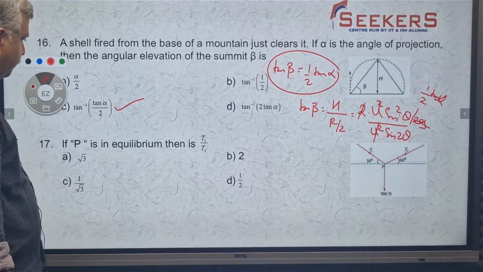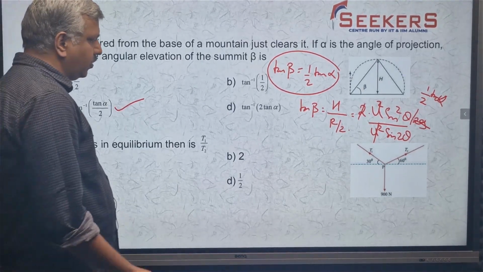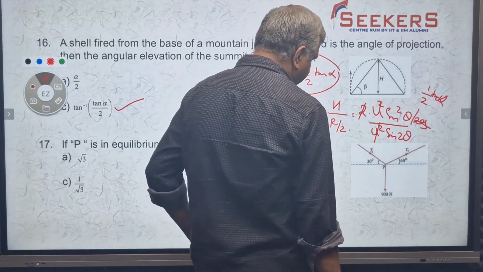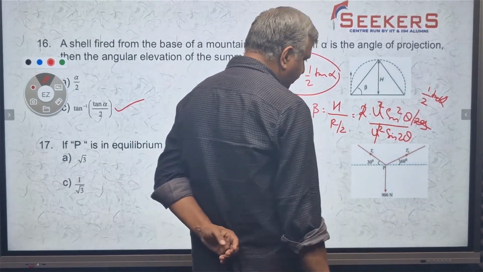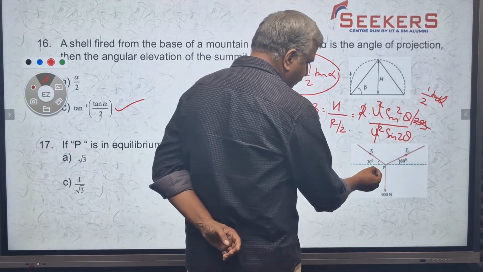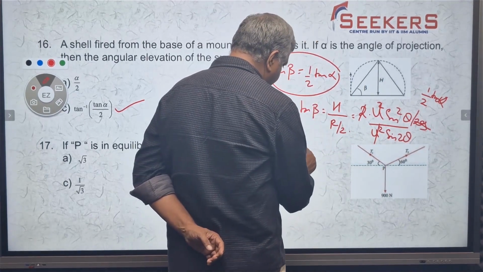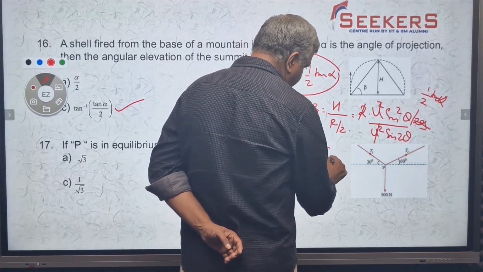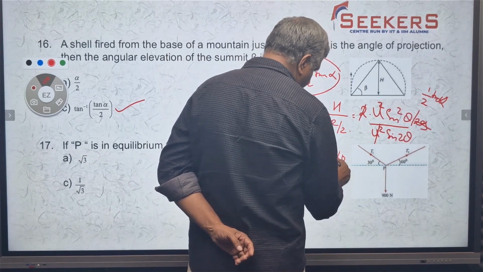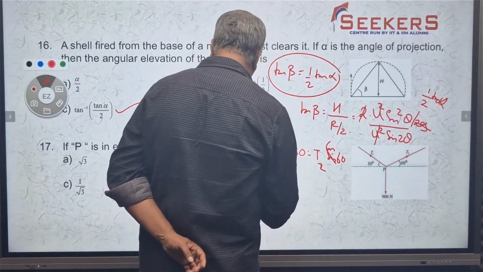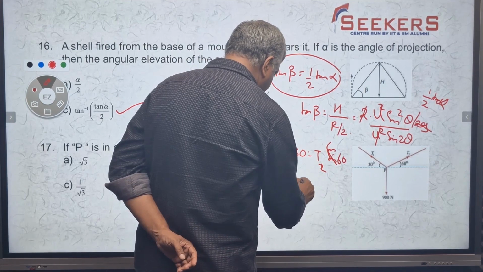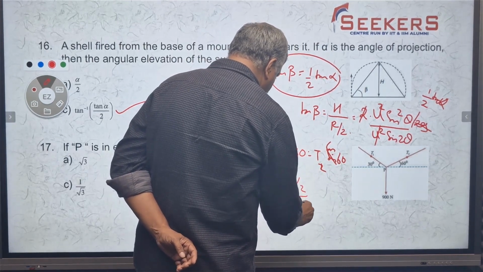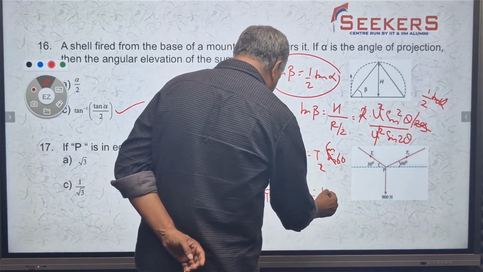If P is in equilibrium, then T1 and T2. So here we have an experiment where there are 3 forces acting on a body and they are telling you that the body is in equilibrium. If the body is in equilibrium, then T1 cos 30 must be equal to T2 cos 60. So they are asking me for T1 by T2. T1 by T2 is cos 60 by cos 30. Cos 60 is 1 by 2, cos 30 is root 3 by 2. So 2 gets cancelled, so it is 1 by root 3.